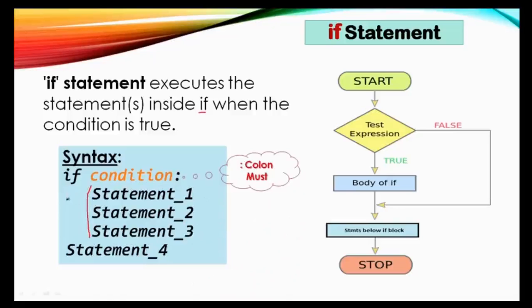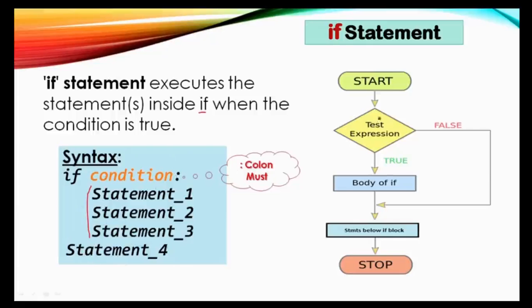How can we know they belong to the block? They are aligned with a tab space at the same level. These three statements are aligned to the same level. We can give any number of statements, or a single statement. According to our program, we can write any number of lines here. And if we need any line to follow after executing this block, we can give it as statement 4. Here only the truth part is evaluated.